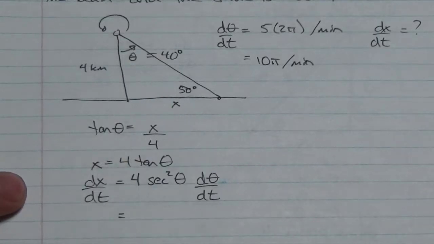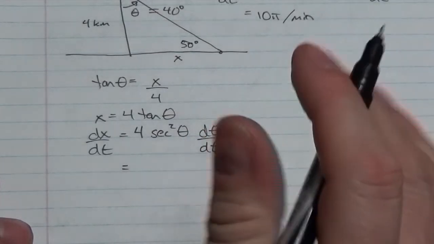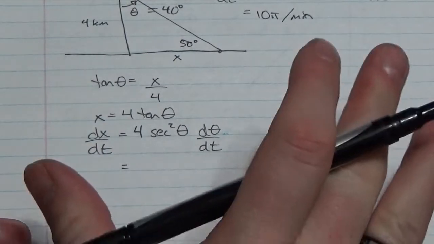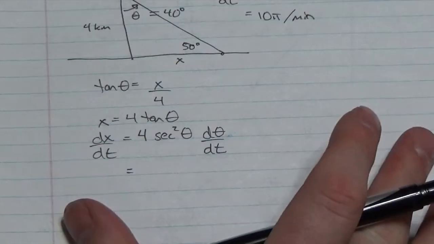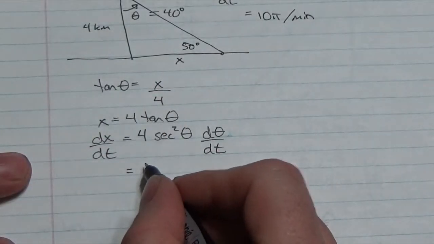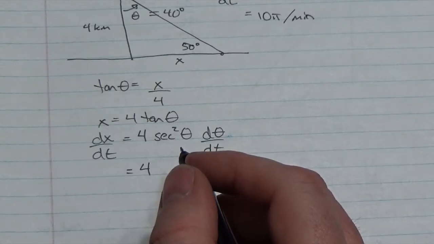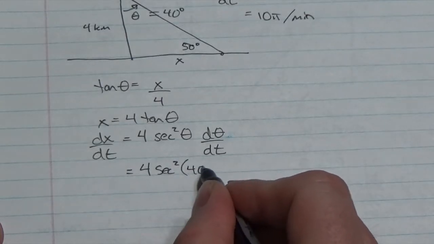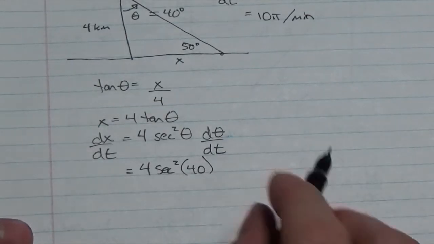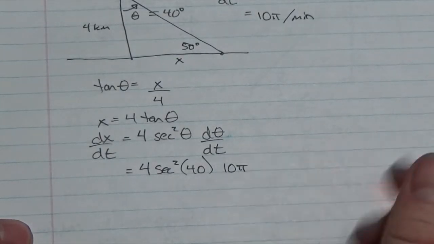40 degrees. Now I'm going to do something a little weird here, just because it'll work regardless. Normally when we do calculations in calculus with angles, we are in radians. I am, however, going to do 4, and I'm going to do my secant of 40 degrees, and then I'm going to multiply by d theta by dt, which in this case will be 10 pi per minute, but just 10 pi.